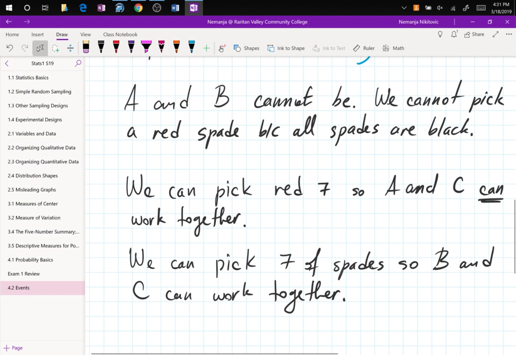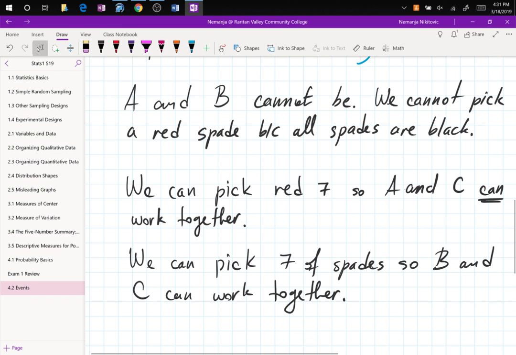So you cannot pick a red card that is black. That makes no sense. You cannot pick a 7 that is a 2. That makes no sense. You cannot pick a face card that is a 7, because none of those are 7s, right? So there are certain events. If you say picking a face card is an event, and picking a 7 is an event, well, they don't work together because one and the other do not intersect anywhere.